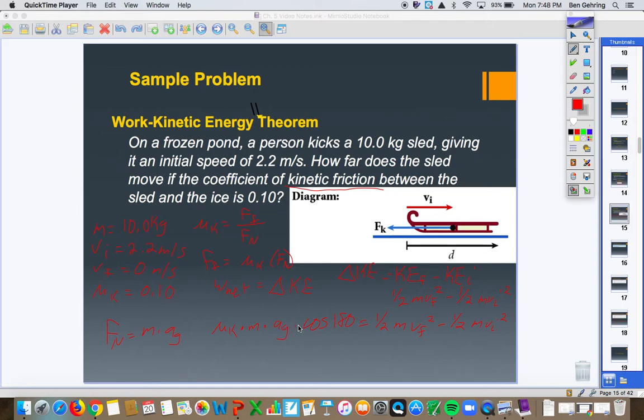Mass times gravity times distance times cosine theta. There's my d. So I need to get d by itself. What I can do now is divide everything across except for d. So I can divide all of this by mu k times m times acceleration due to gravity times cosine of 180. I can divide this whole side by this as well. So mu k times m times acceleration due to gravity times cosine of 180.